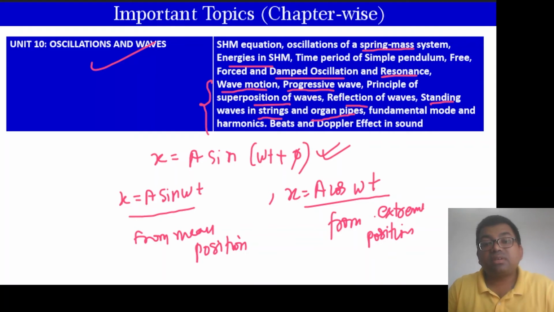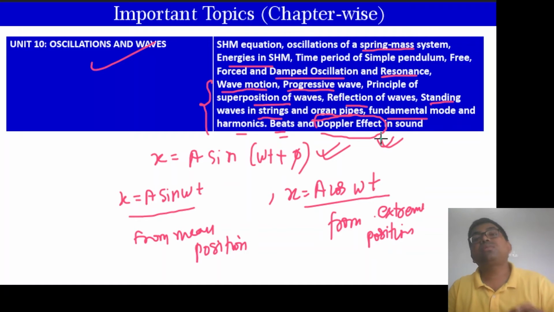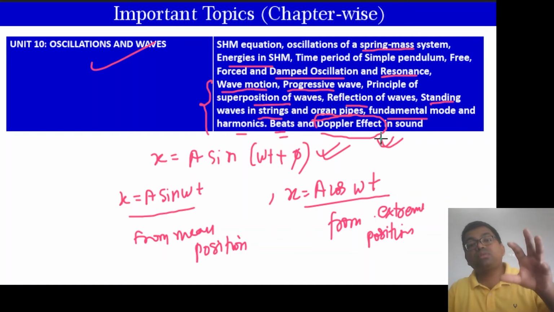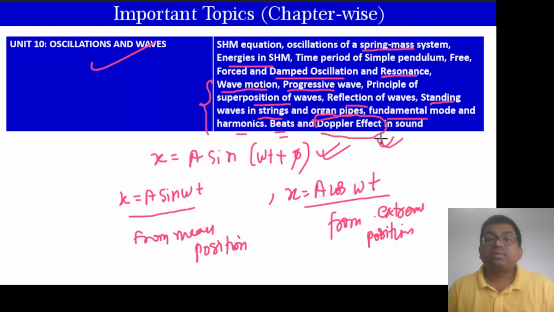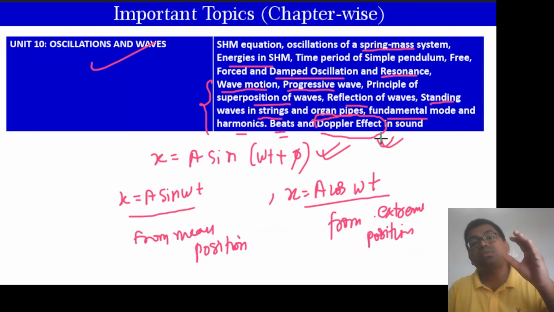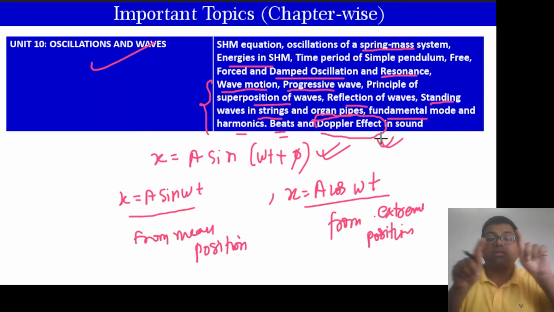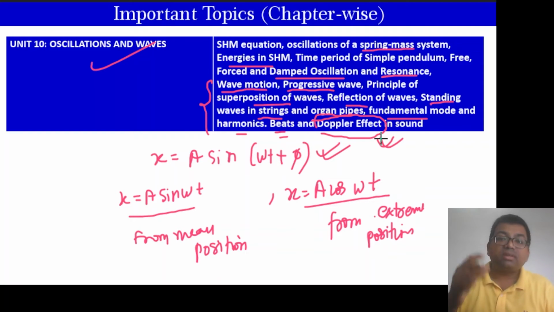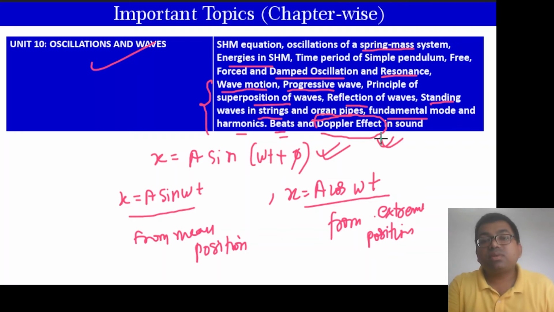Then there are some results like organ pipe, fundamental node, harmonics. Doppler effect questions come. Beat questions may not come, but Doppler effect is more important than beats. So these are the important topics here. You need to go through the important relationships, derivations, formulas. Keep everything in a formula sheet. Write it again, so that it will register in the mind. Then when you start working problems, it will come.